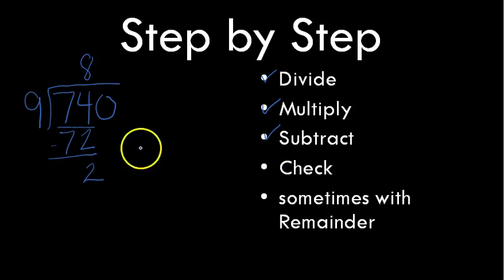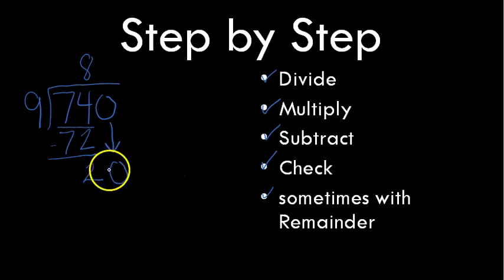And the check is part of checking that. Did I do that right? If it's a larger number and you're not sure of your math facts, you might even write that out, 8 times 9, and make sure you got it right. I bring down the 0, and that's really my remainder. My remainder is 20. But I didn't get to my full quotient yet because this is still blank.